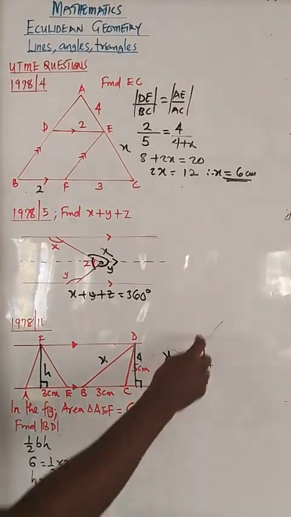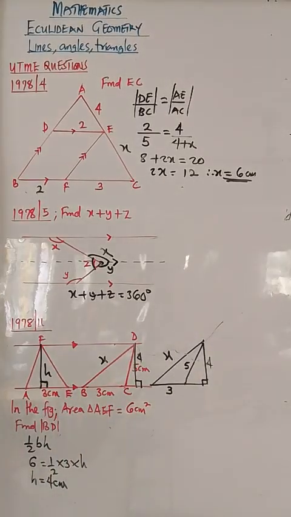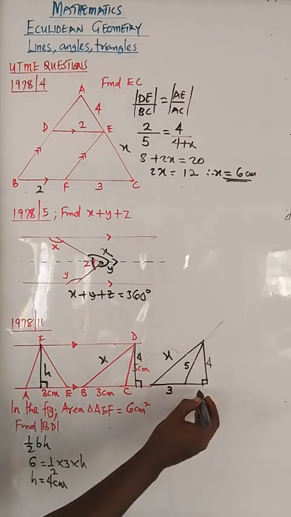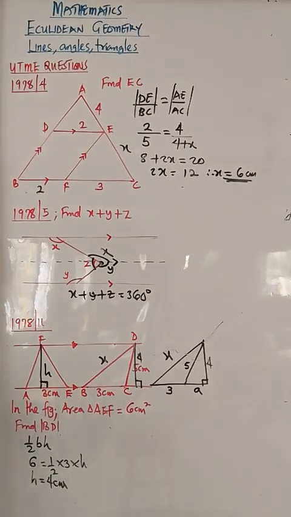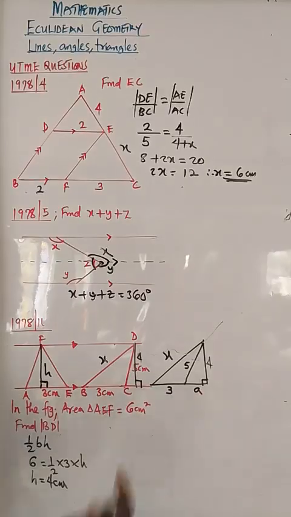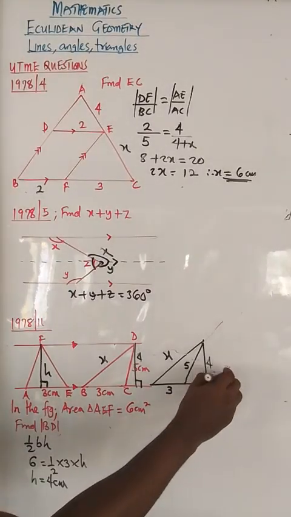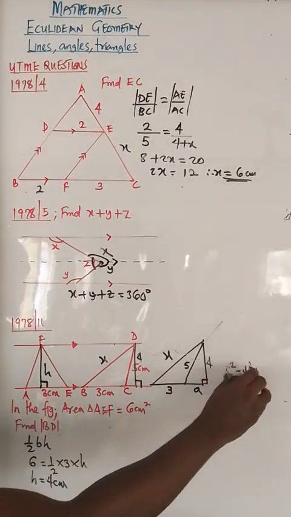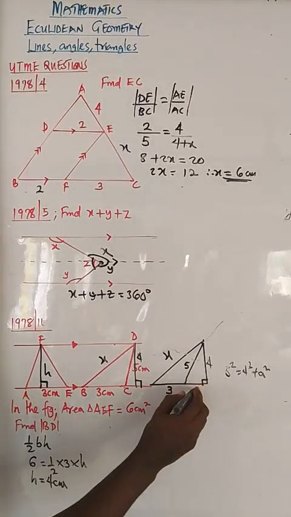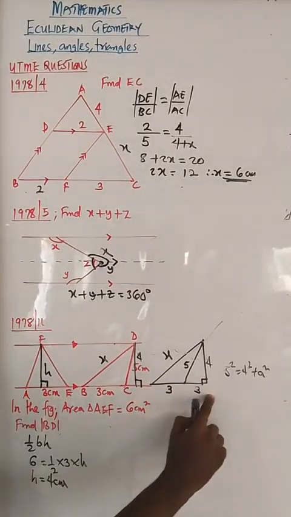Now for this small triangle, if you apply Pythagoras theorem, let me call this side a. 5 is the hypotenuse, and you have h as 4. We do 5 squared equals 4 squared plus a squared. By the time you finish, you get a equals 3. So the whole of this is 6.